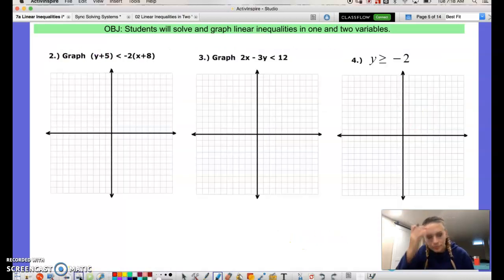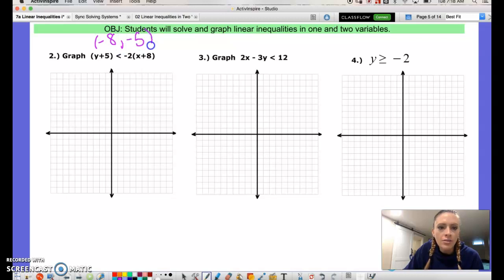Next one. Practice these 3 again. I'm going to kind of walk you through the first one, and then I want you guys to do the second 2 on your own. So looking at this equation here, we have point slope form. So the point that we want to take from this is going to be -8, -5. So we'll go -8, 1, 2, 3, 4, 5, 6, 7, 8, 1, 2, 3, 4, 5.